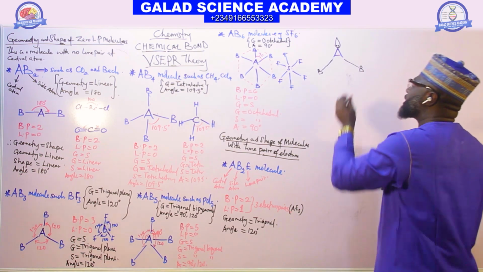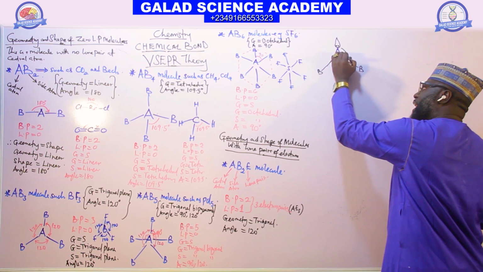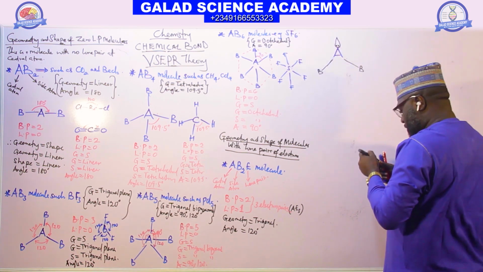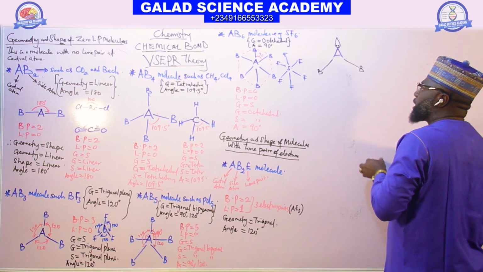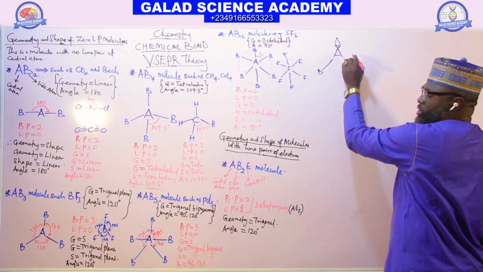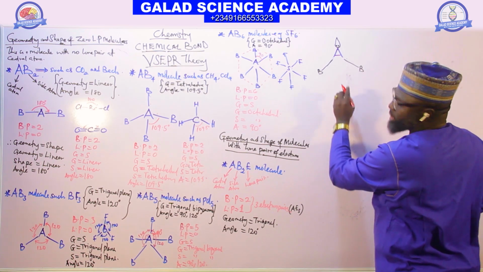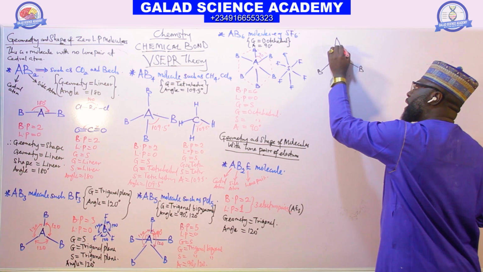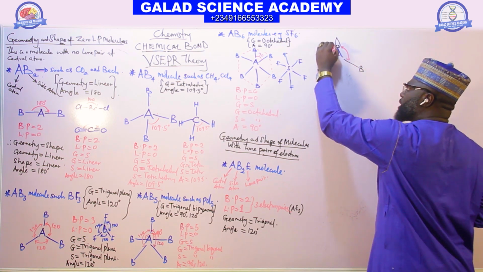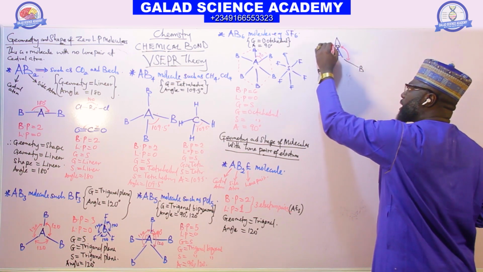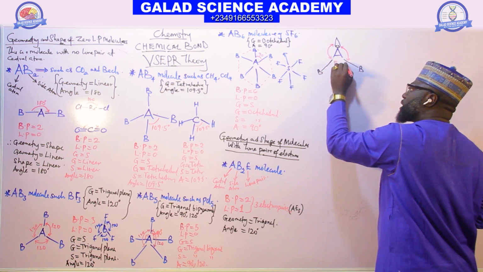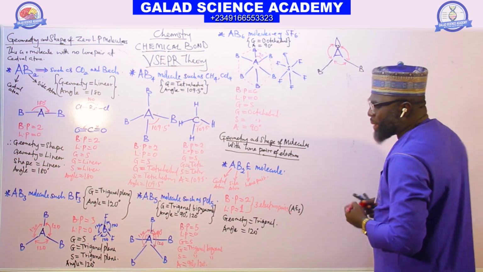This place too is supposed to what? We have repulsion here. Let me use a red marker. We have repulsion here. This is what? We have repulsion here. We also have another repulsion here. We also have another repulsion here.